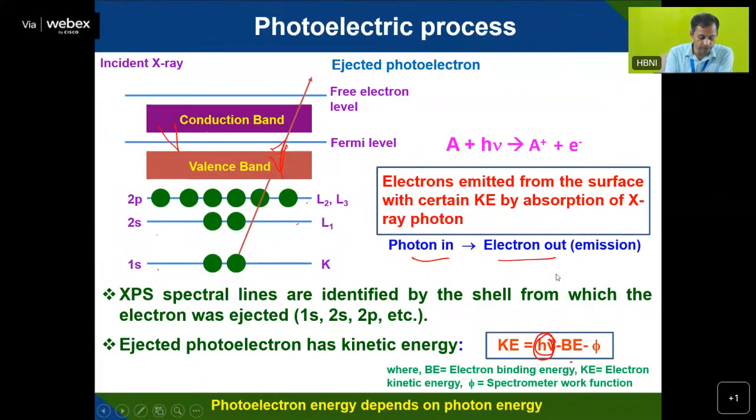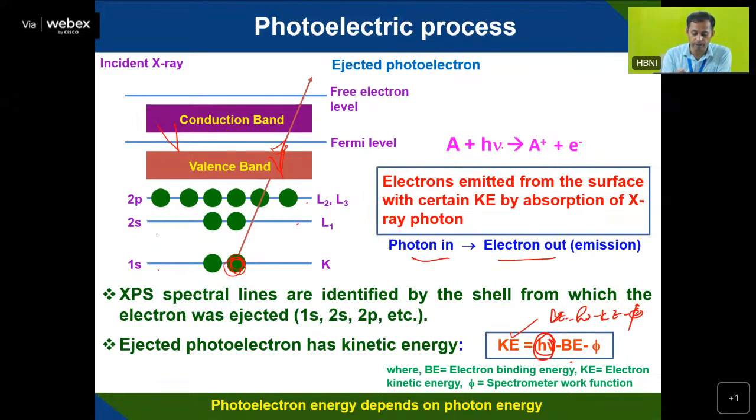So that binding energy, for this particular core electron, is how tightly it is bound to the particular shell. So h nu minus binding energy minus phi is equal to the kinetic energy. That means you can see that binding energy equals h nu minus kinetic energy minus phi. So it has to overcome that binding energy barrier, and then only will the electron come out.